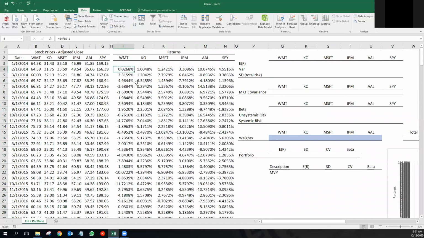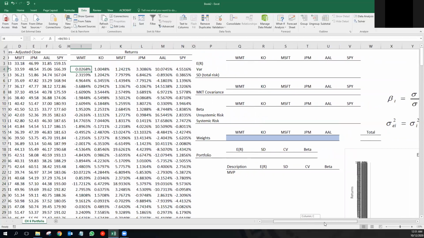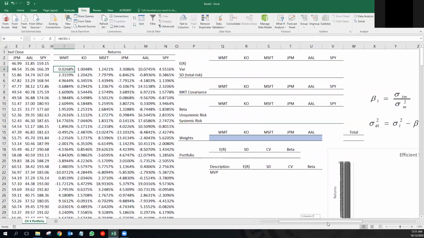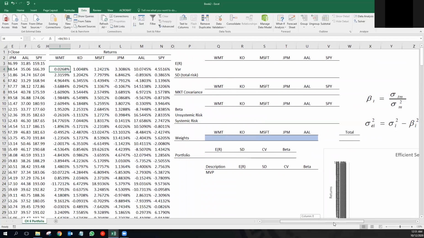For this exercise. Okay, so now we have the returns. We don't have to worry about these stock prices anymore. From this point on, we're gonna be using these numbers. Over here, we're gonna fill out these tables in order to get the data that we need to eventually be able to work with the tool in Excel that will allow us to identify the optimal weights.